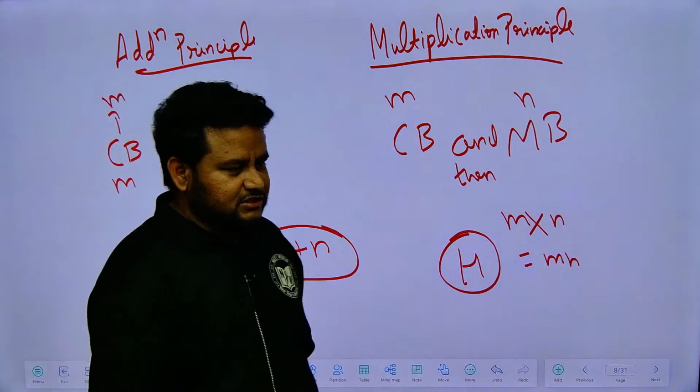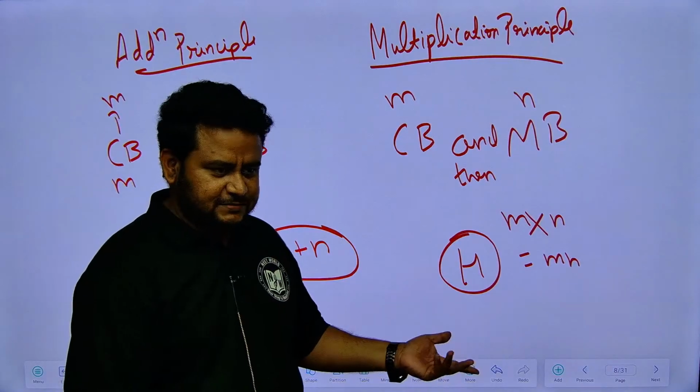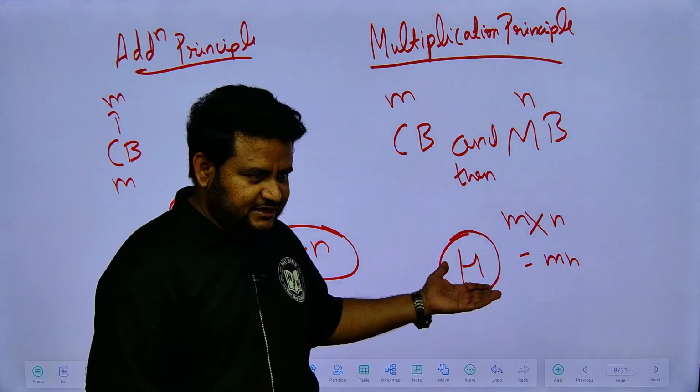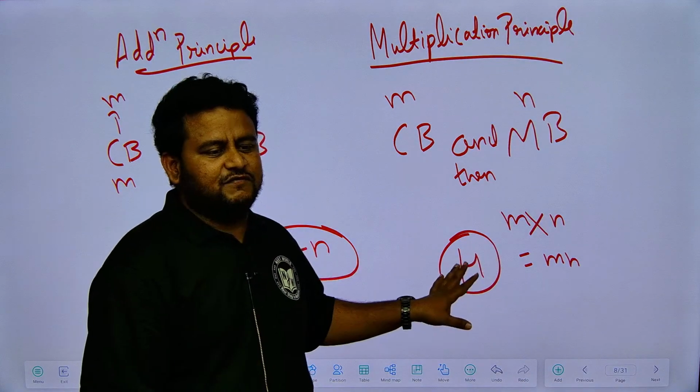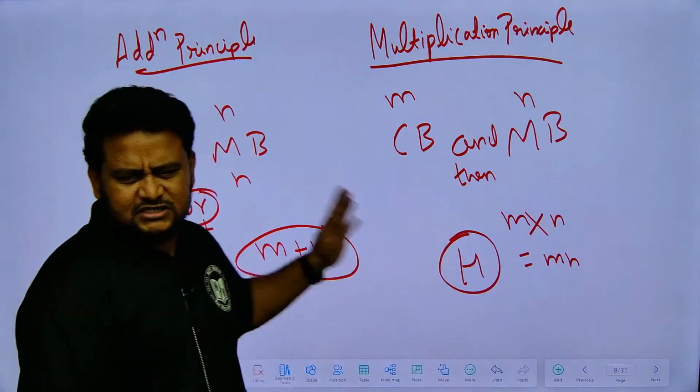Because multiplication, you can write it as m into a into b, or you can also write it as b into a, because this is not a vector here, this is a scalar quantity. When it comes to vectors, we cannot write like this. When we talk about vectors, you will understand better. So this is the multiplication principle.